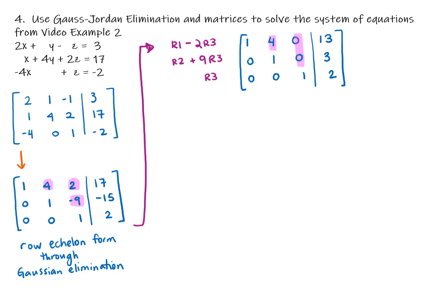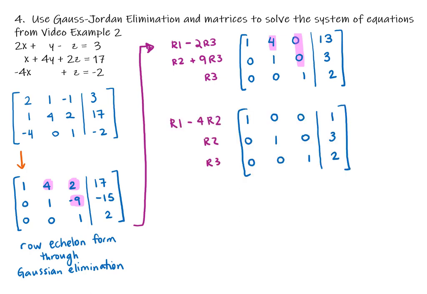So now we're going to just do the last step. In order to get rid of that 4, we want to add or subtract copies of row 2 to row 1. And you can see that now we have all of our zeros above and below the ones, and the only non-zero numbers are in the last column. So we've now done Gauss-Jordan elimination.